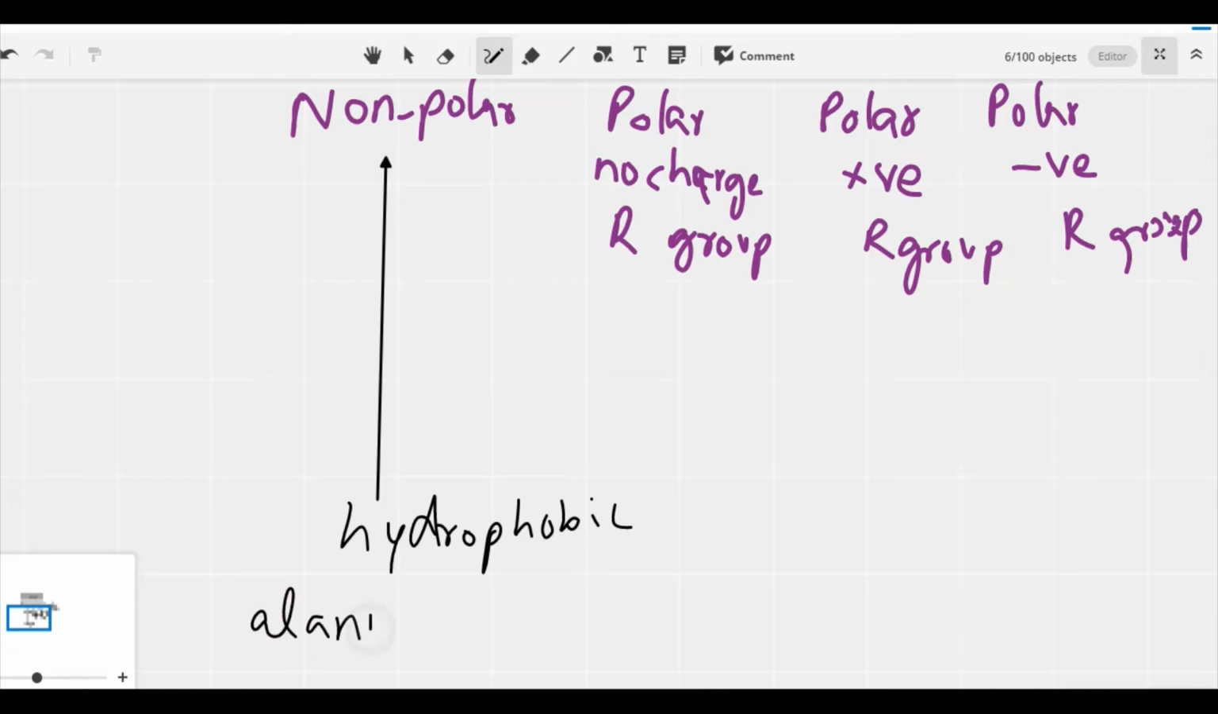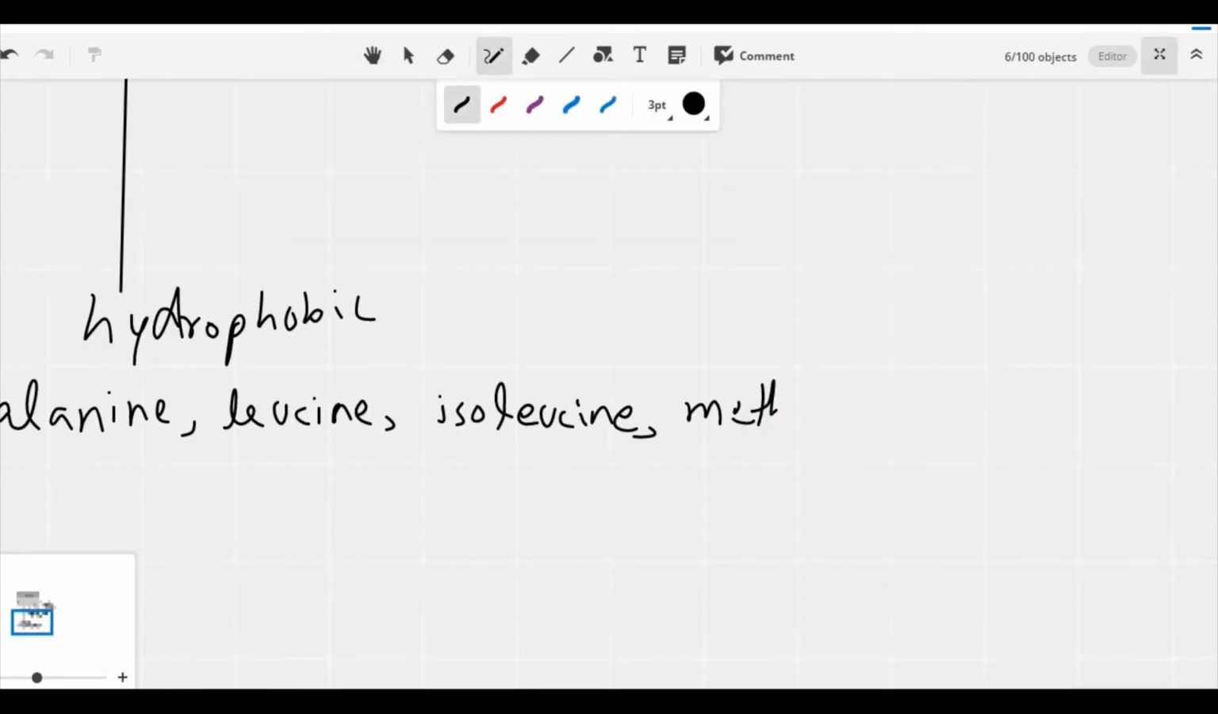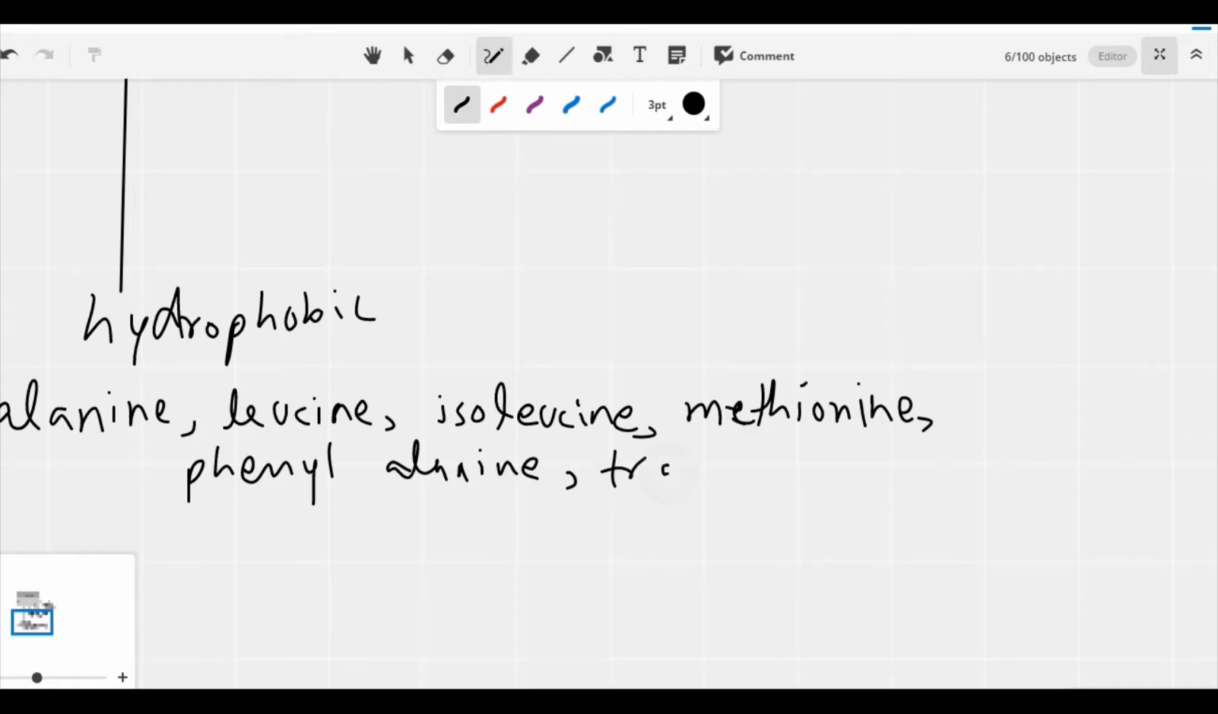alanine, leucine, isoleucine, and along with the others, methionine, phenylalanine, and also tryptophan and proline, which are also included in non-polar.